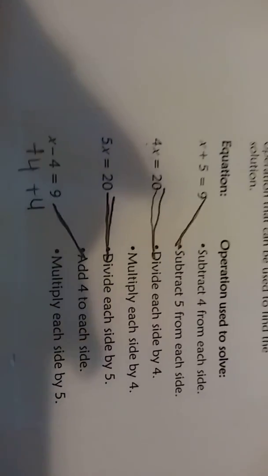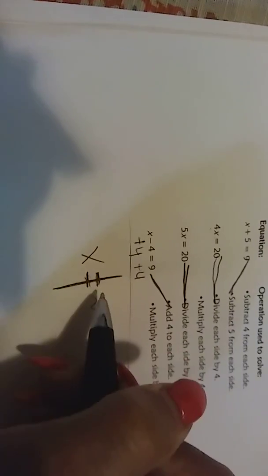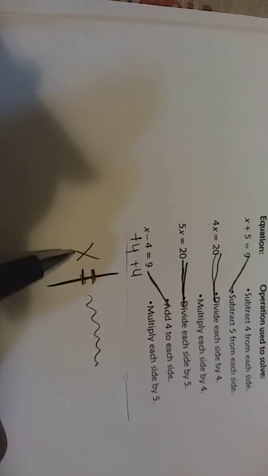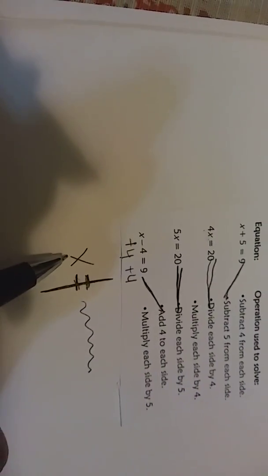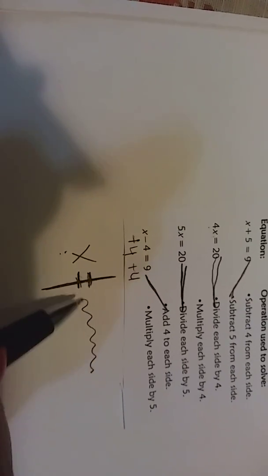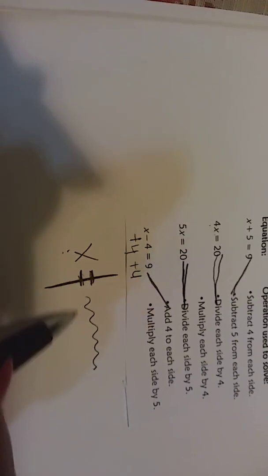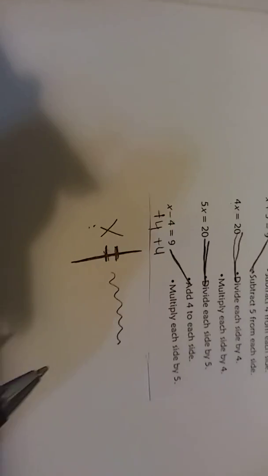Just remember that the whole point of equations is to get the variable, whatever the variable is, on one side, and then everything else on the other side. So if you look at this, this is your equal sign. You have to have the variable on one side. It can either be all on your left side or your right side, and everything else here. Okay? It just has to be on one side.